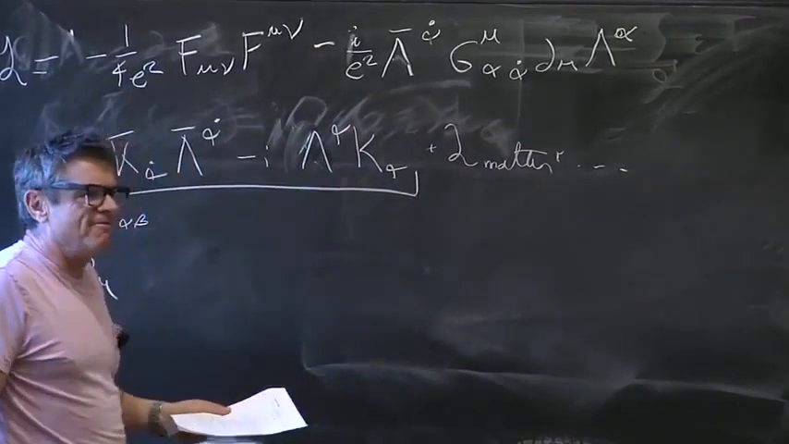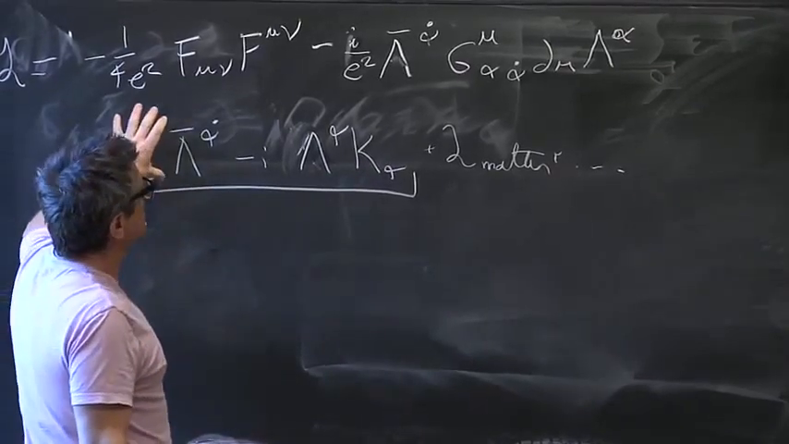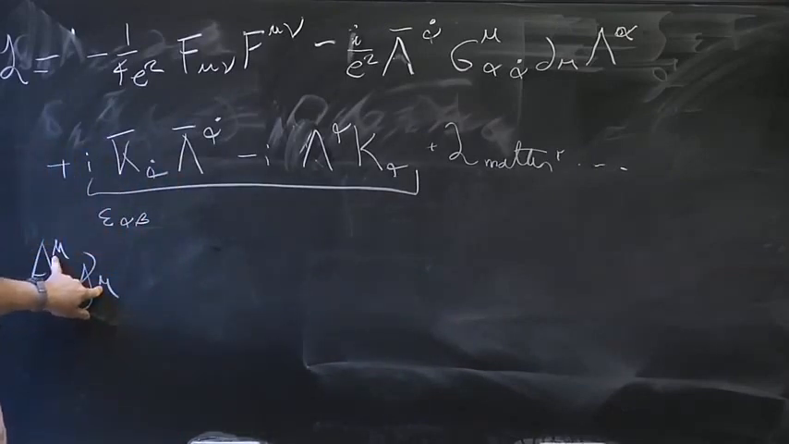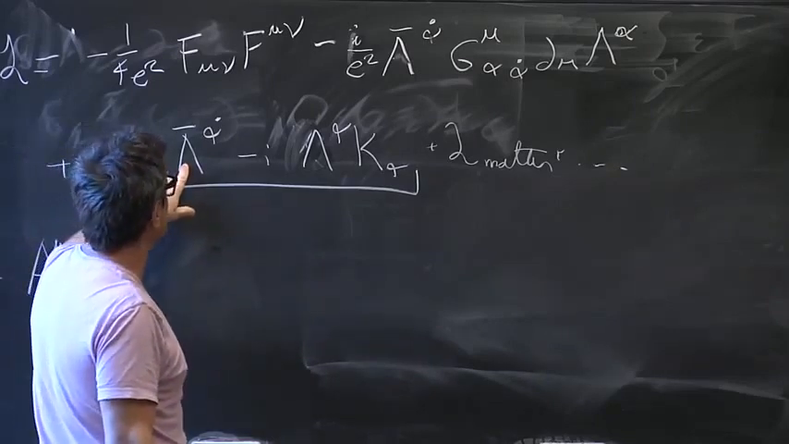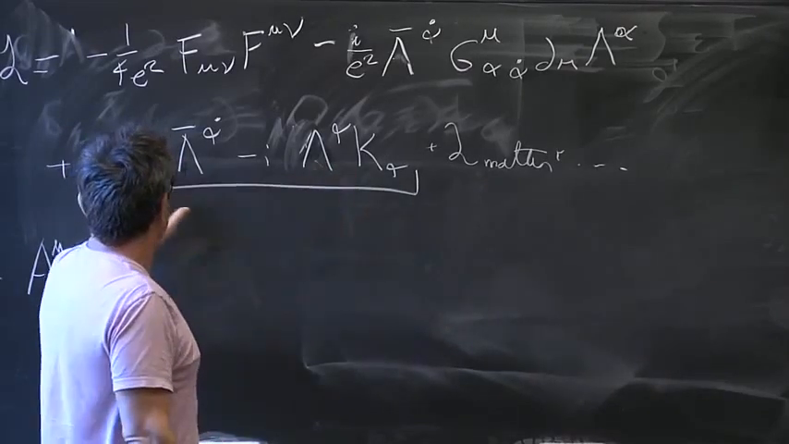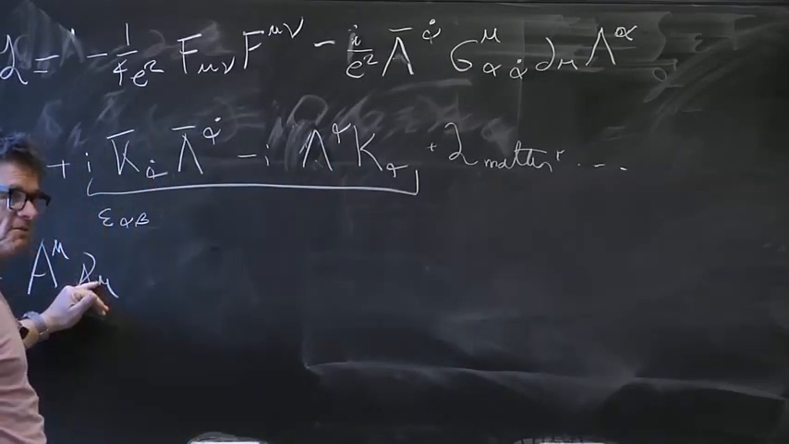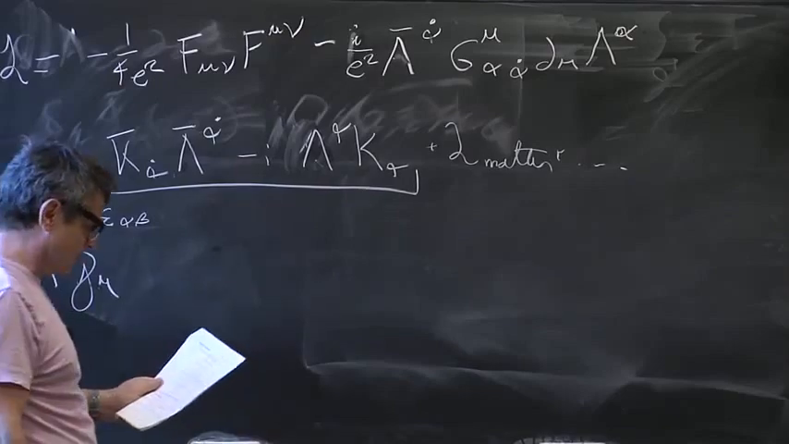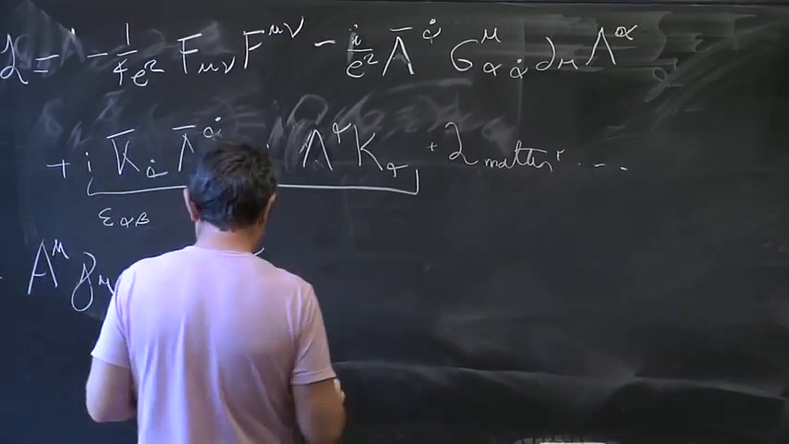This term is there in every theory, just like this term is always there when I couple electromagnetism to charged matter. This term is always there when I couple super electromagnetism, an N equals one theory, to matter. And so K alpha is the super partner of the charge current because everything is supersymmetric. And I'm going to work in a specific example. We could try to discuss it more generally, but let's work in a specific example.